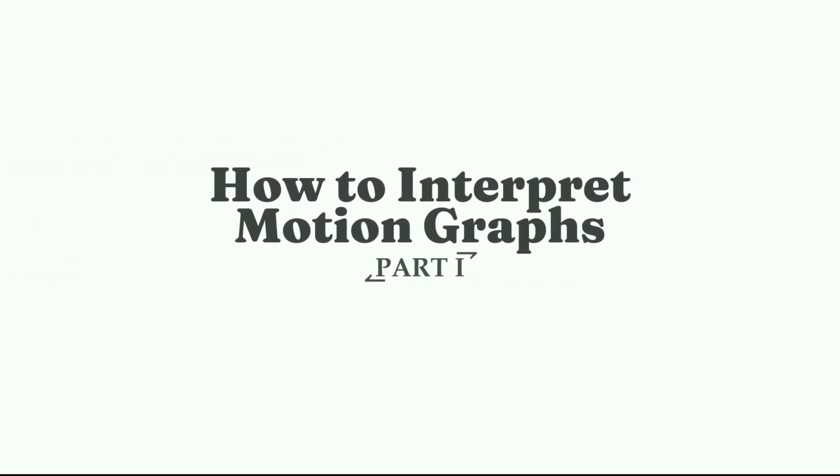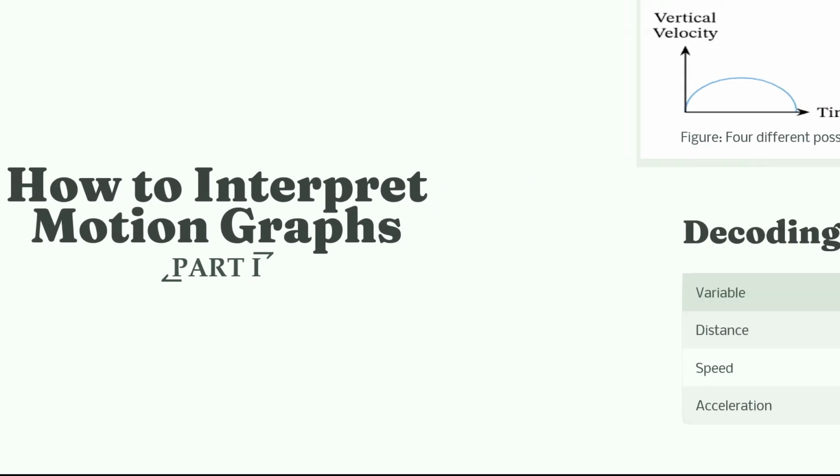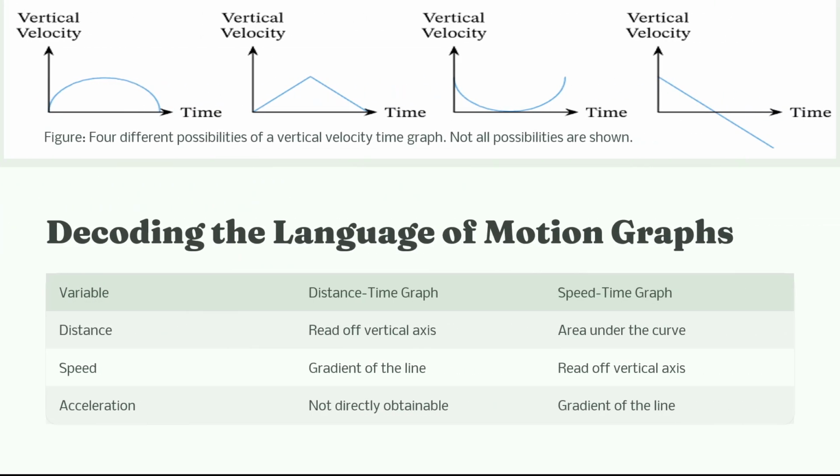Part 1. How to interpret motion graphs. Decoding the language of motion graphs. To find the distance in a distance time graph, read off the vertical axis. In the speed time graph, find the area under the curve or line.